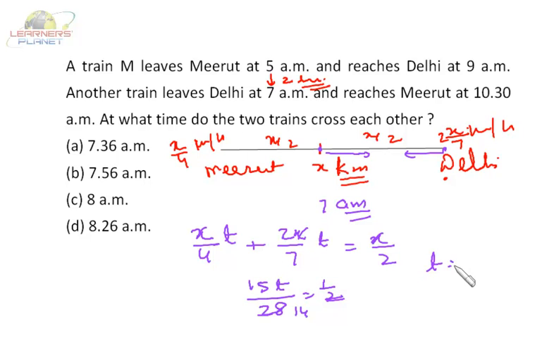So t is 14 by 15 hours, or we can say 56 minutes. So 56 minutes after 7 they are going to meet, that is 7:56 a.m. A very interesting question, friends, and I hope you are clear with the concept.